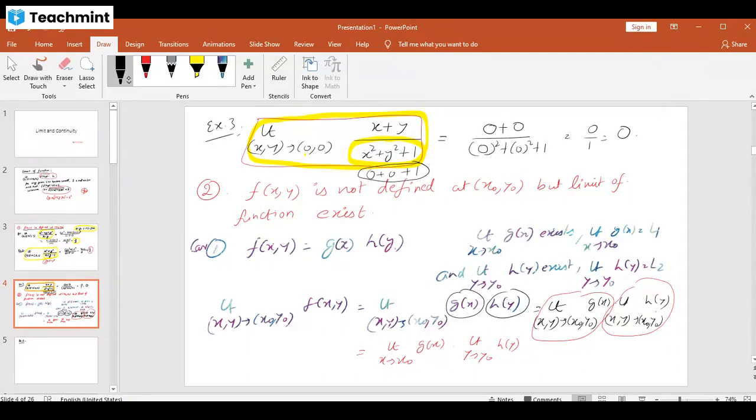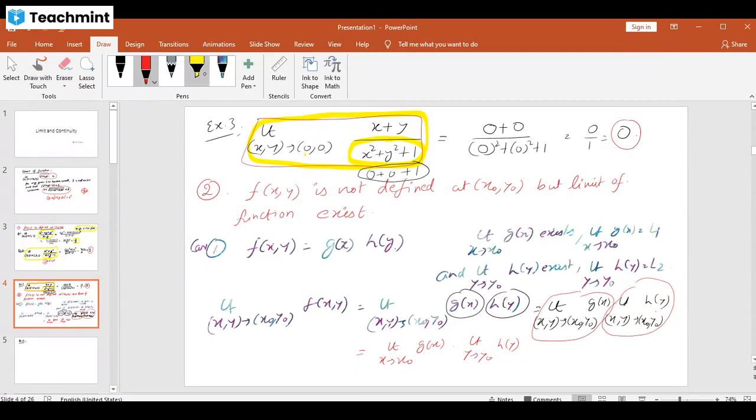Because your function is defined at the point (0, 0), the limit of the function is obtained by replacing x equal to 0 and y equal to 0. So hence we can get the limit of the function as 0 only. So these are some type of problem where the function is directly defined at the point (x naught, y naught). In that case, the limit of the function is obtained by simply replacing x equal to x naught and y equal to y naught.